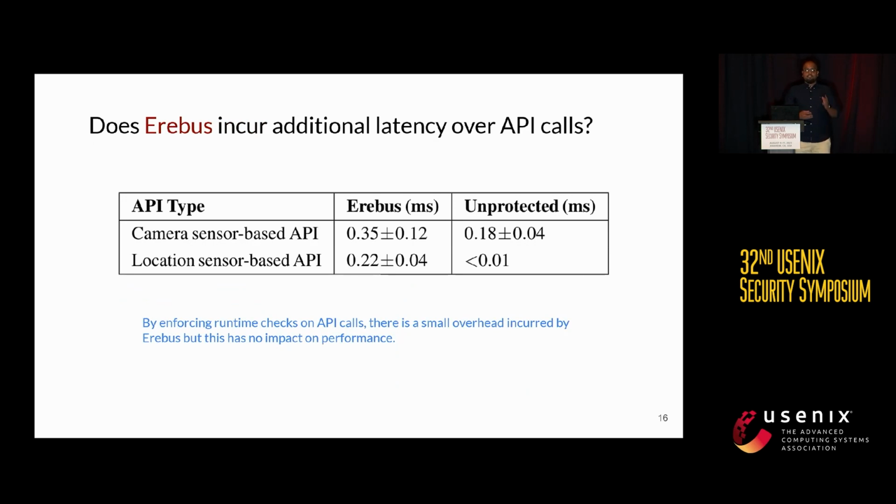Now, Erebus is designed as a framework for developers to build AR applications. So there are some obvious questions that developers will have when trying to implement Erebus for their use cases. First of which is, will it affect the latency of the API calls that I'm making to the system? Now, we built some prototype applications and ran some latency measurements, and we found that because Erebus runs the rule enforcement at runtime before making API calls, there is a certain overhead that we incur, but it does not affect the overall performance of the application.